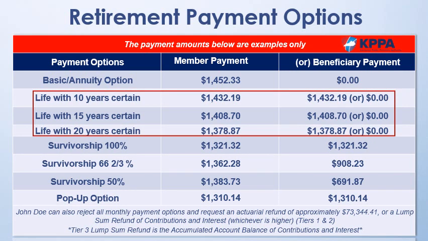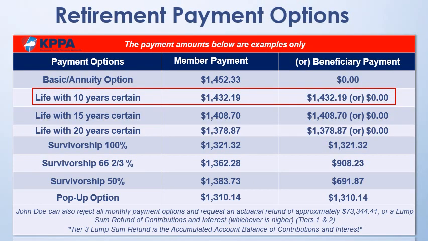Life with 10, life with 15, and life with 20 years certain are all structured the same. It's a lifetime payment to the member. However, if the member were to expire within the first 10, the first 15, or the first 20 years of their retirement, depending upon the option they chose, KPPA will continue to pay the beneficiary for the remainder of the specified period of time.